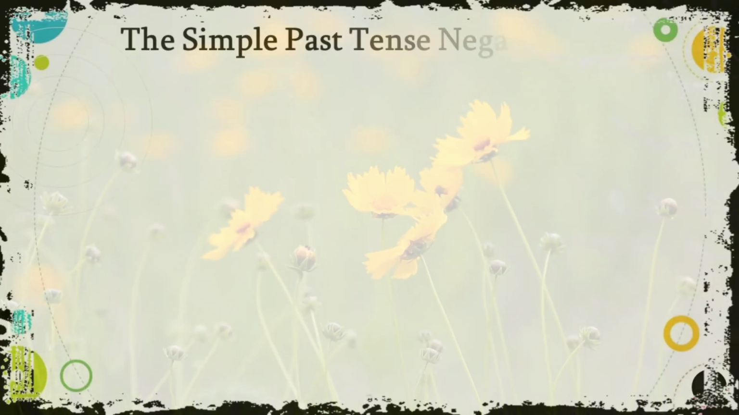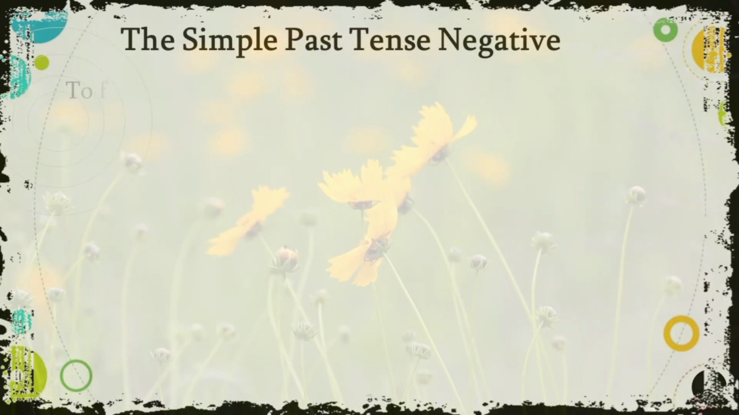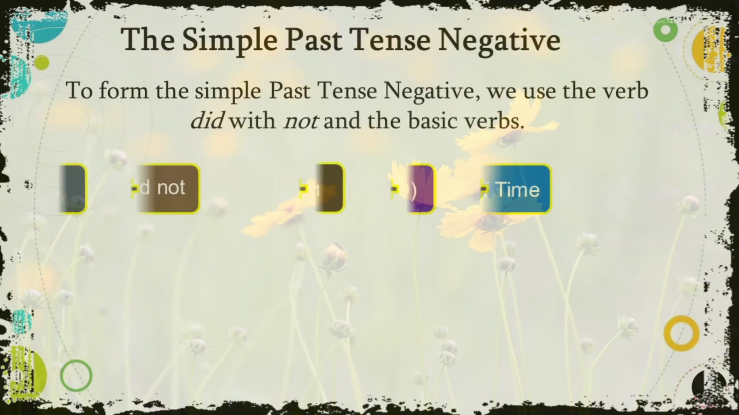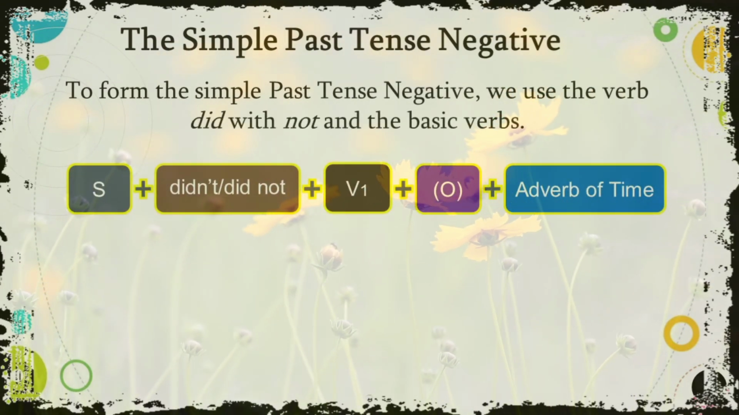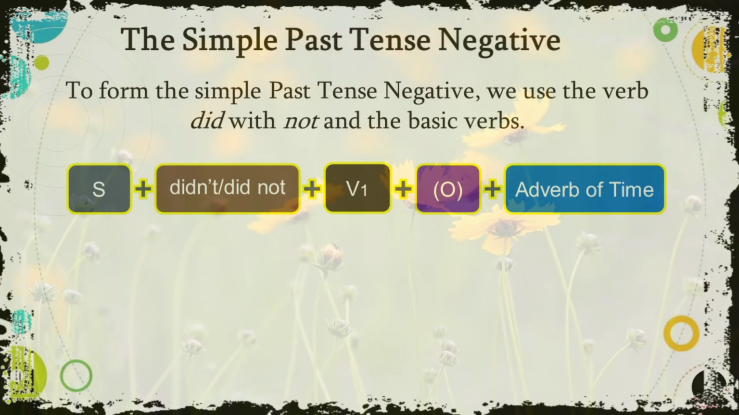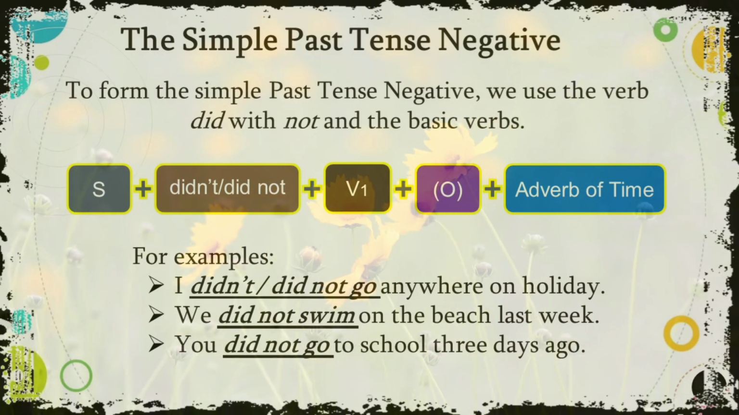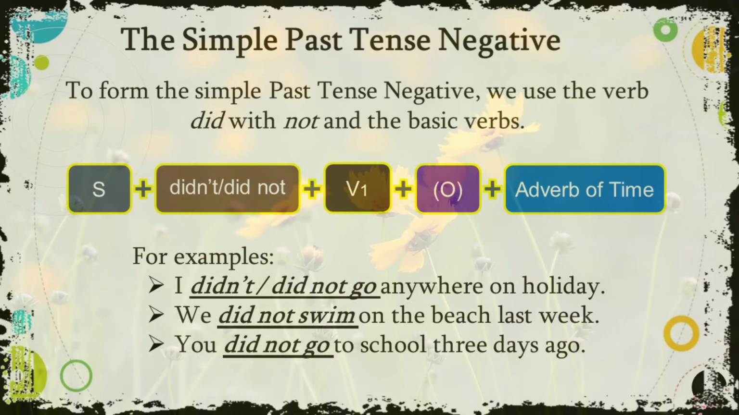The simple past tense negative. To form the simple past tense negative, we use the verb did with not and the basic verbs. For examples, I didn't go anywhere on holiday, we did not swim on the beach last week, you did not go to school 3 days ago.